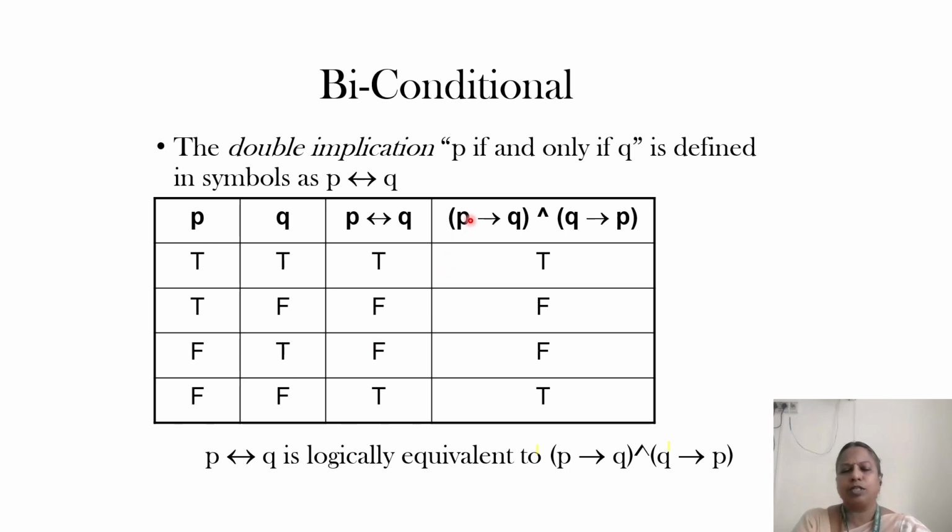Likewise, when you find the truth table for P conditional Q and then Q conditional P, and then take the conjunction of P conditional Q and Q conditional P, we get true, false, false, true. Now comparing the two columns, we see that they are the same in each row, and hence we say that the two statements are logically equivalent. That means P biconditional Q is logically equivalent to P conditional Q and Q conditional P.